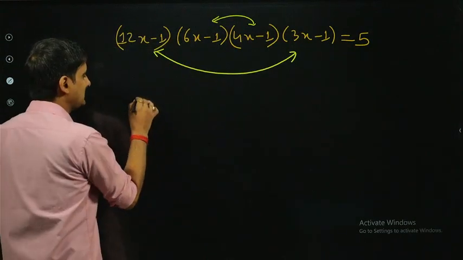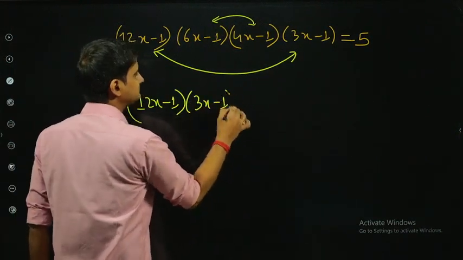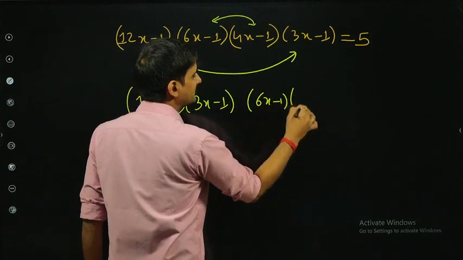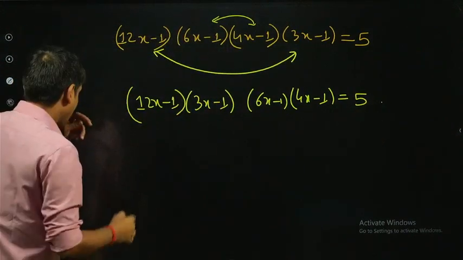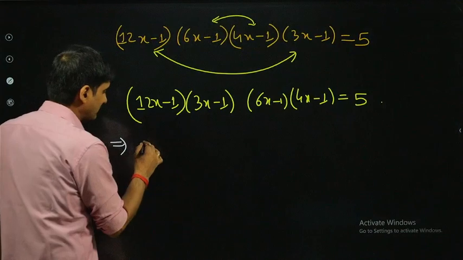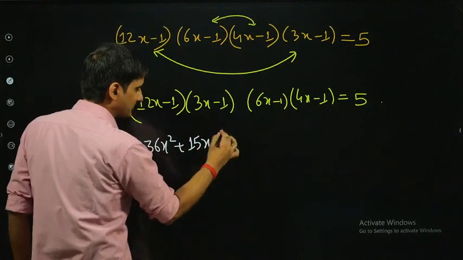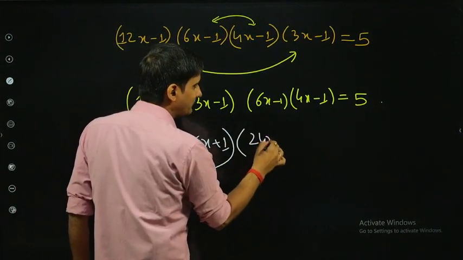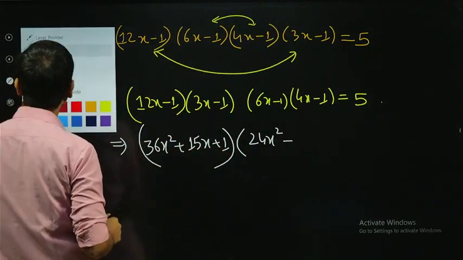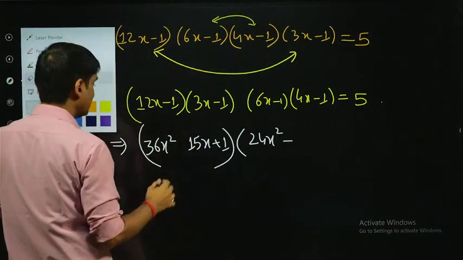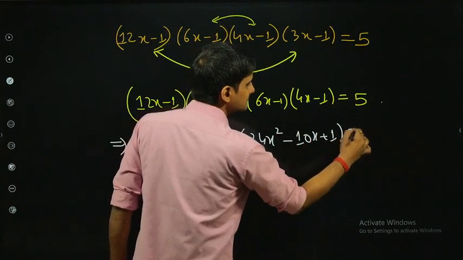So I just said, okay, let's combine these two: 12x minus 1 into 3x minus 1, and 6x minus 1 into 4x minus 1, which is equal to 5 here. Now, of course, we have to multiply. We'll get 36x square minus 15x plus 1, and this gives us 24x square minus 10x plus 1, equal to 5 here.